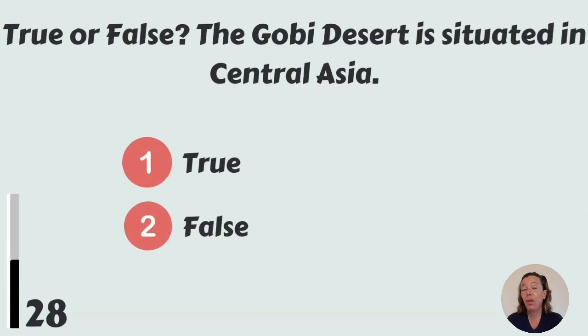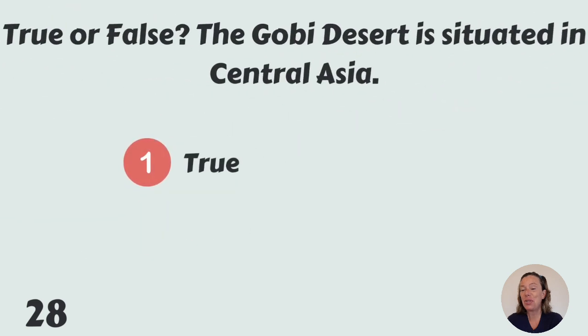True or false? The Gobi Desert is situated in Central Asia. It's true.